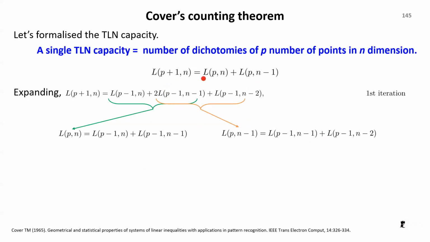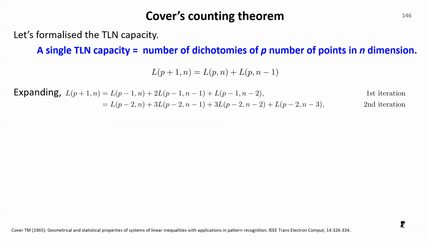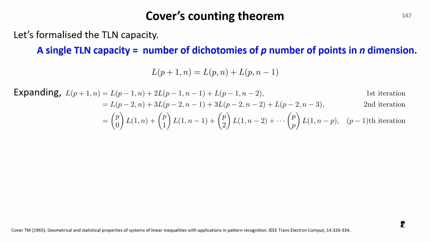I use the same identity, and then I plug this into the same equation. We call this recursive substitution. And then we have this line. I keep doing it, the second one. Now, if you look at this, the prefactor is 1, 3, 3, 1. The first iteration, 1, 2, 1.